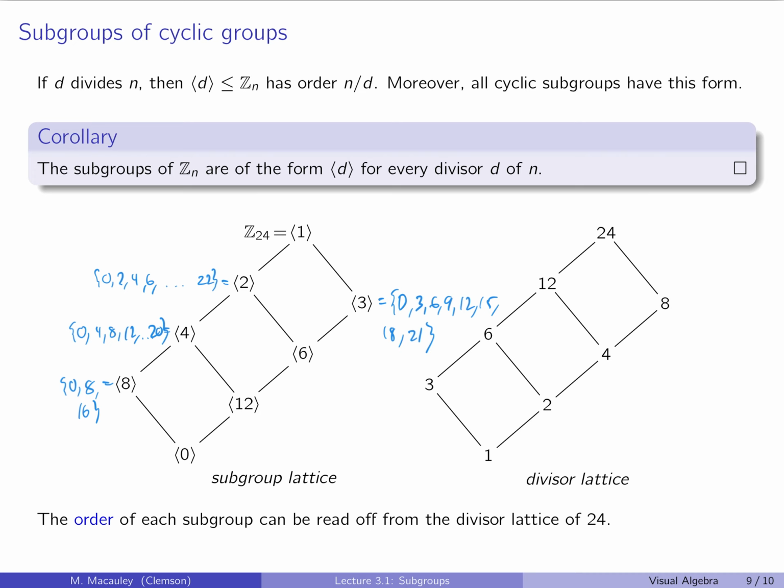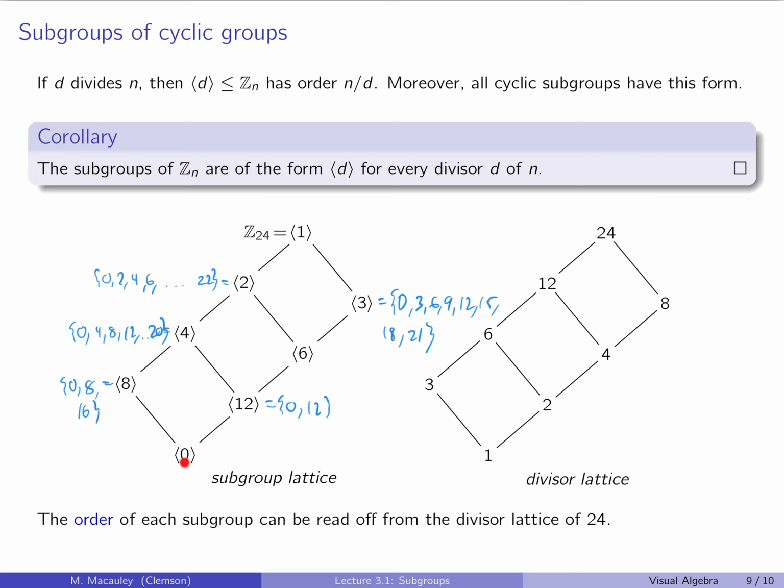That's 24 divided by 2 is 12. How many multiples of 3 are there in this set? Well, there's 8 of them. That's 24 divided by 3, and so forth. So how many multiples of 12 are there? So it's just 0 and 12. That's 2. That's 24 divided by 12.